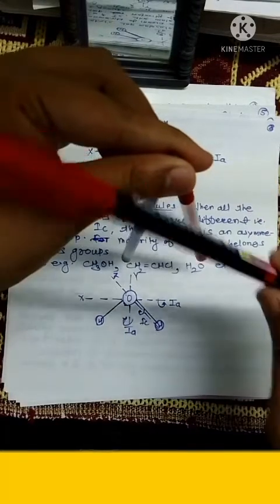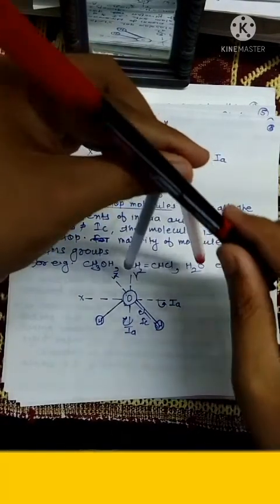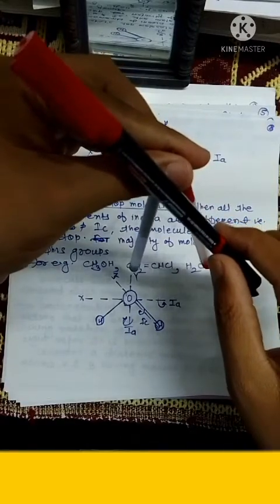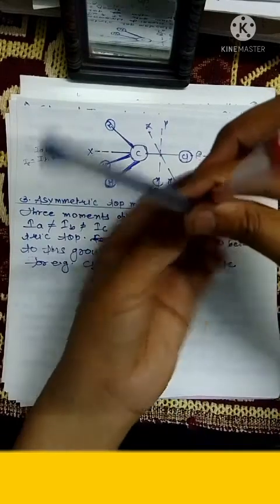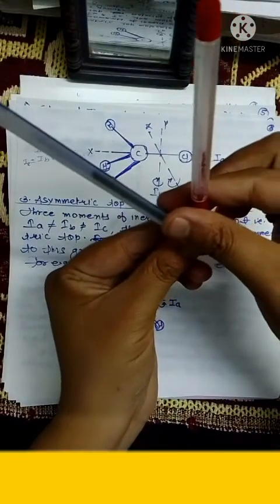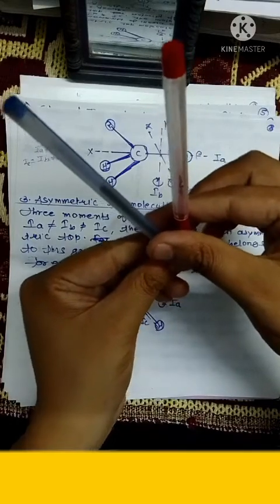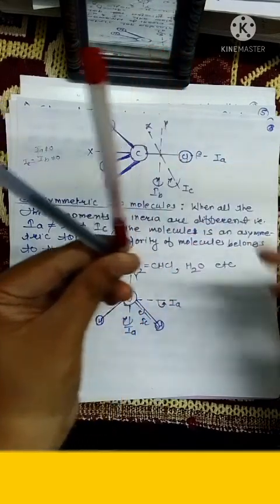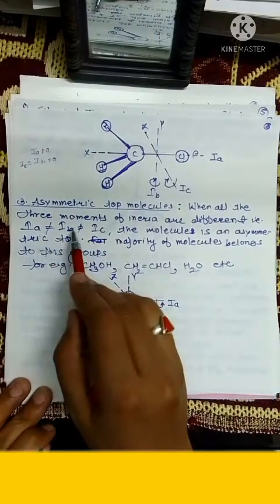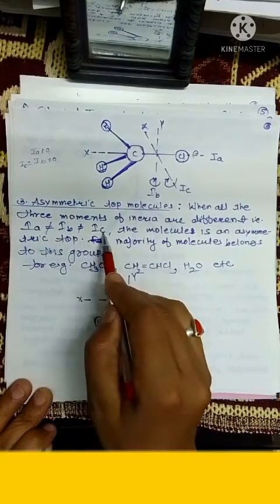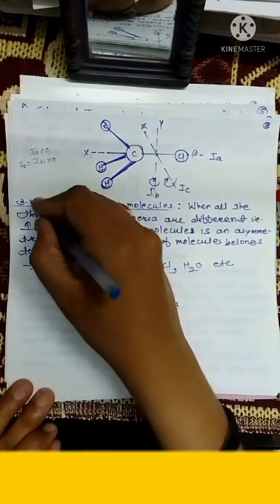Now let's consider it is your y, it is your z axis like this. If we rotate this molecule like this, what is going to happen? We get a totally different new configuration or arrangement of atoms. So that's why Ia cannot equal Ib, Ib cannot equal Ic in an asymmetric top molecule.